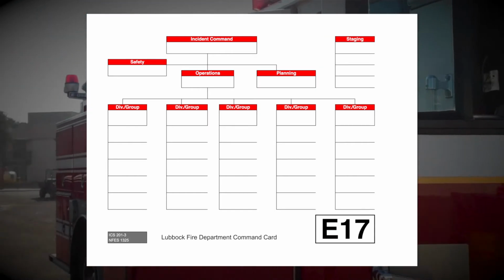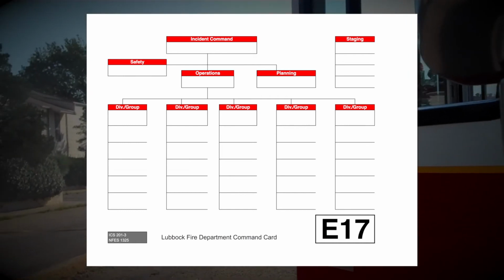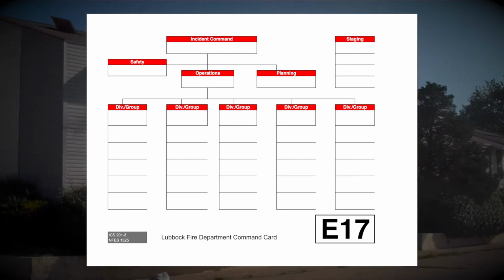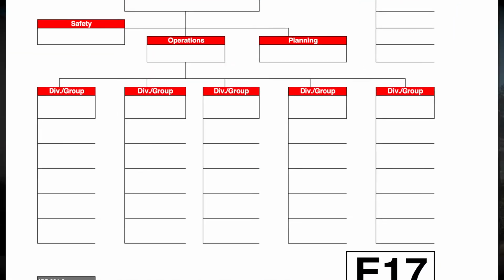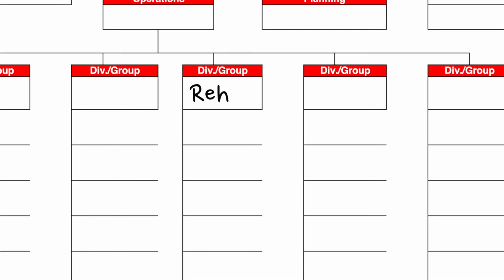And finally, we have the second side of the command card. Here you'll find a traditional ICS 201 chart. This is useful as you begin to divide the incident into divisions and groups. Division and group supervisors may also find this side of the card helpful as it allows tracking of the resources, companies, and personnel assigned to them. For example, an officer assigned as either rehab or staging group supervisor could use this form to quickly track those crews assigned to them.